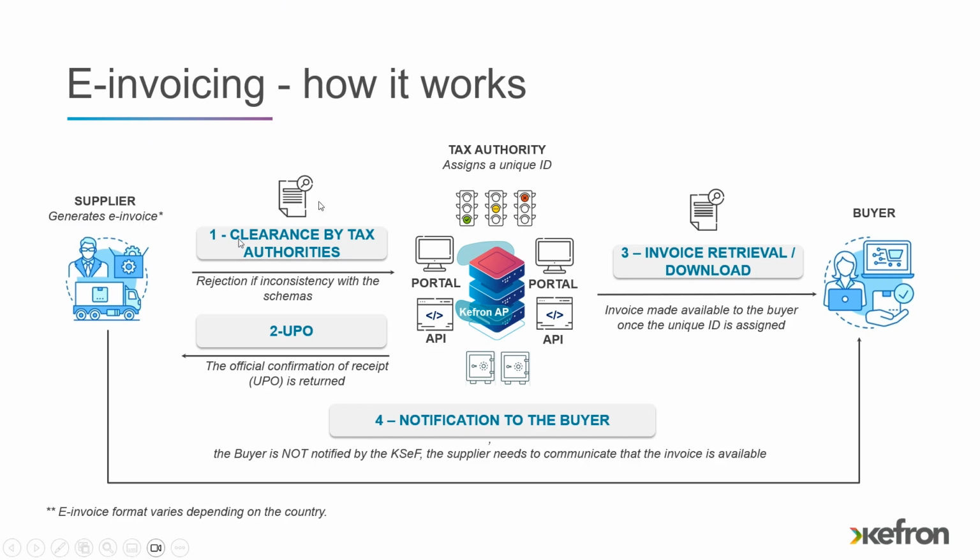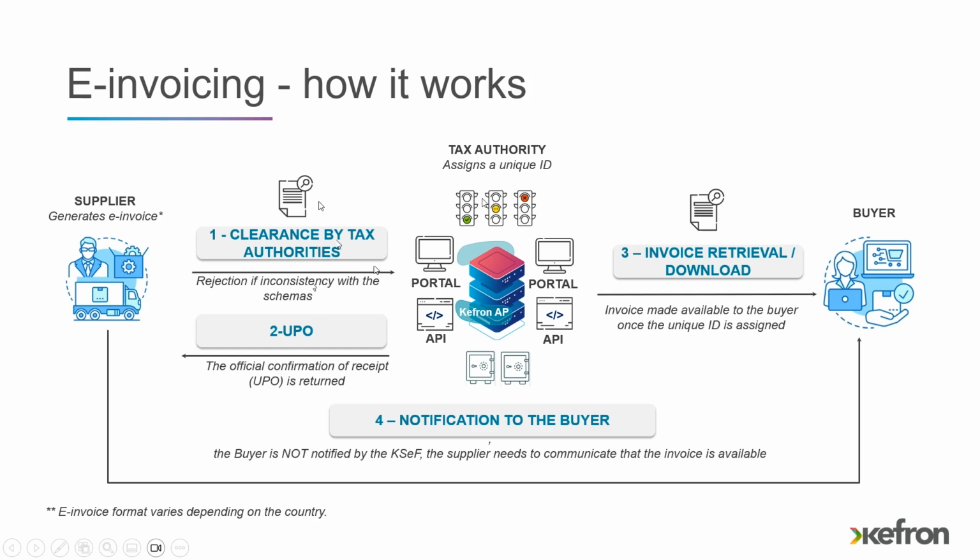The first thing that needs to happen is the e-invoice needs to be submitted directly to the tax authority for clearance. If the tax authority rejects the document because of inconsistency in the file format, it will be rejected back to the supplier. Once received, the tax authority is going to assign a unique ID, and it's also going to let the supplier know that the official confirmation has been received.